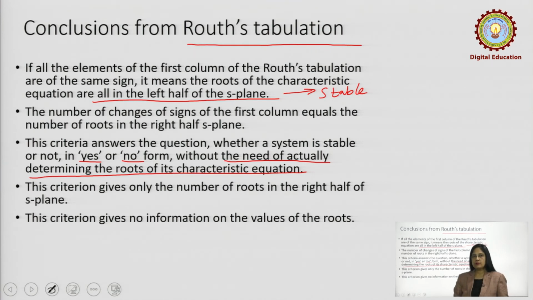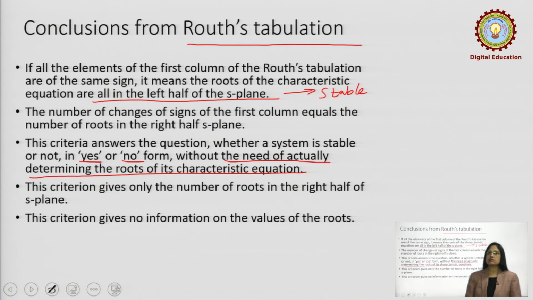Otherwise, how do we determine? We look at the location of the roots on the right half or the left half of the S plane and decide whether the system is stable or unstable, and if the roots lie on the imaginary axis, we term it as marginally stable or marginally unstable.